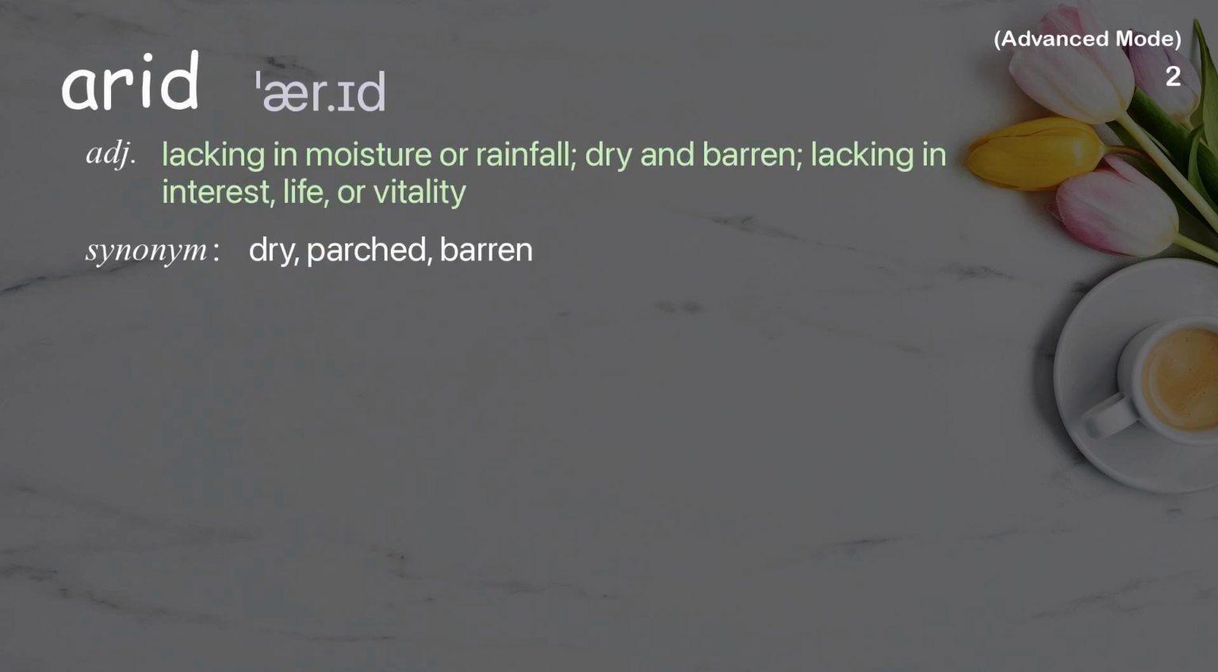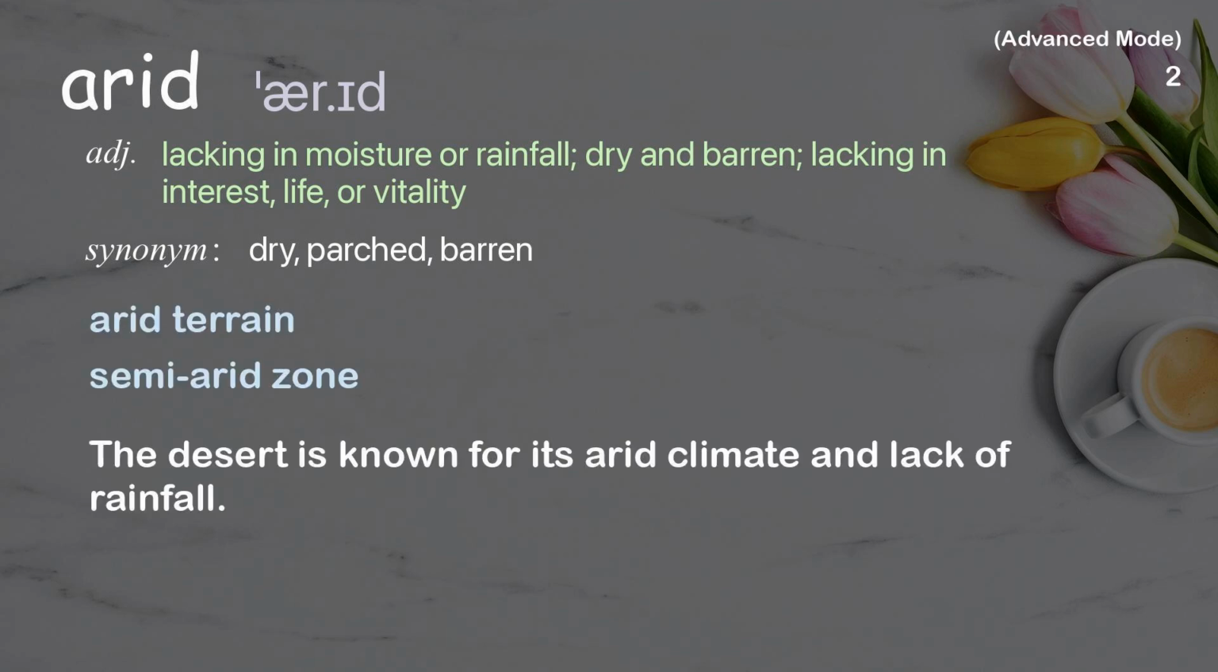Arid. Lacking in moisture or rainfall, dry and barren, lacking in interest, life, or vitality. Examples: Arid terrain. Semi-arid zone. The desert is known for its arid climate and lack of rainfall.